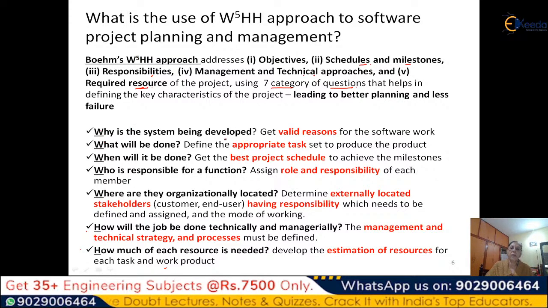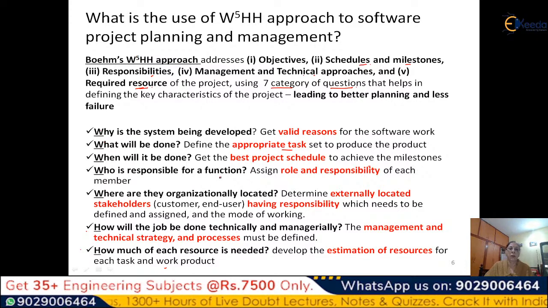So why is the system being developed? Find out the right reasons for it, a valid reason, a correct reason. What will be done? What exactly is the requirement? What kind of tasks will have to be done to get the product? So here you have to elaborate. You have to get the requirements, elaborate them, do your models. When will it be done? So get the best project schedule. You have to know when what is to be delivered, when what is to be done, which task is to be done, what milestone will be achieved when. So those when things will have to be addressed. Then all the who things will have to be addressed is the next category of questions.